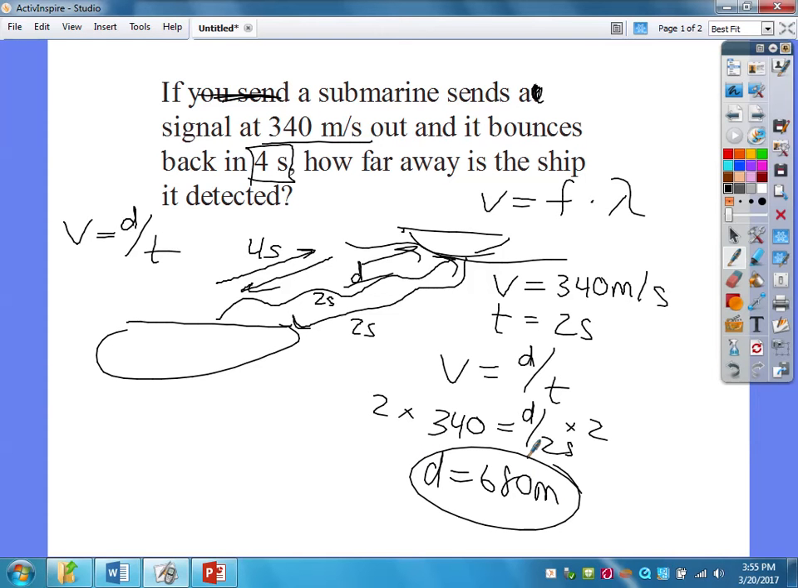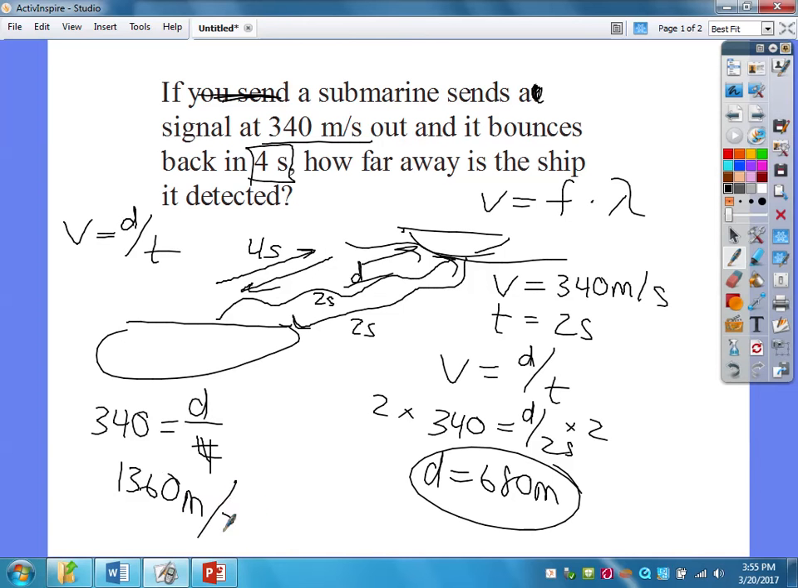680 meters away. Now, some people do this and they go, well, let me find the total distance. I can do 340 equals distance over time, the total distance there and back, and put in 4 seconds there. Obviously, what is that? That'll be 1360. Yep, 1360 meters.